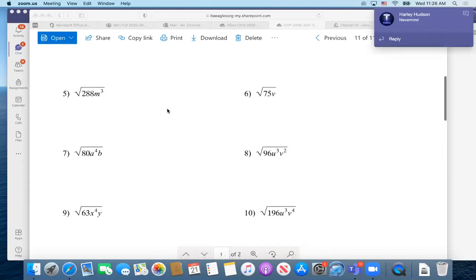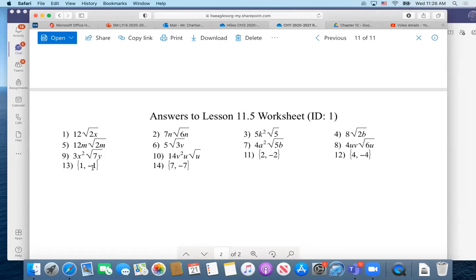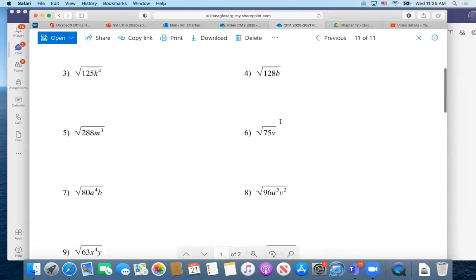Okay. So that's how those are done. And like I said, here are the answers. Now, notice they didn't write the answer as plus or minus 1. They wrote it as 1 comma -1. It's the same answer, just a different way of writing the answer. Some books write it this way. Some books will write plus or minus.